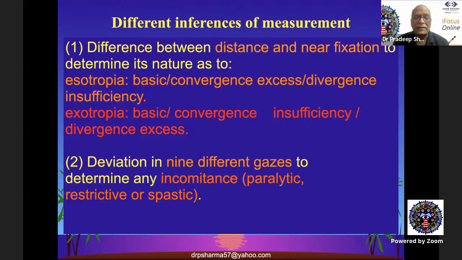Second measurement we will take is deviations in the 9 different gazes. And this will indicate if horizontal gazes you have an incompetence, or for vertical squints, the vertical gazes incompetence will be picked up. So we will then be guided to do whether it's a paralytic, restrictive, or spastic deviation.